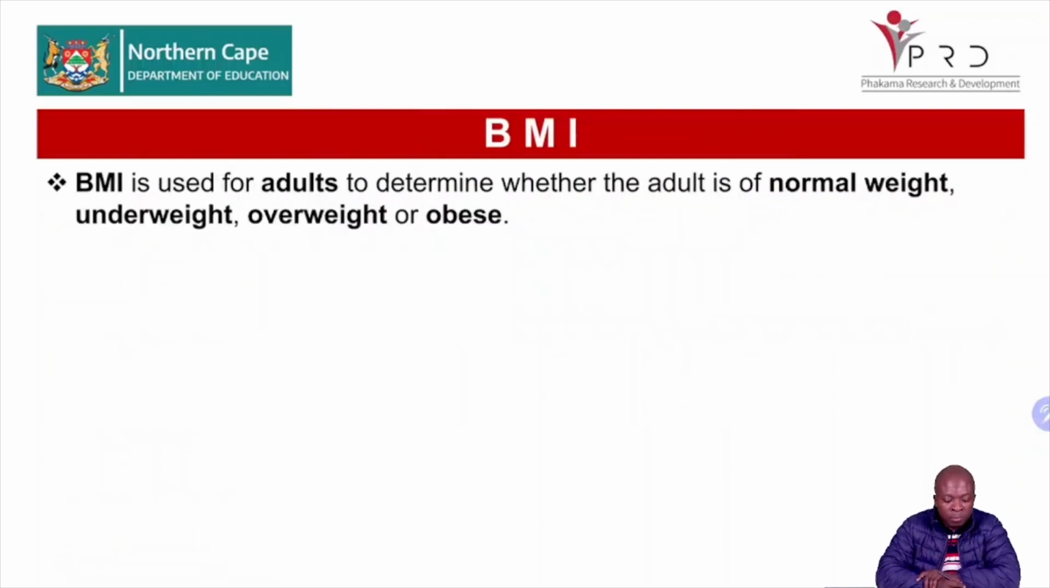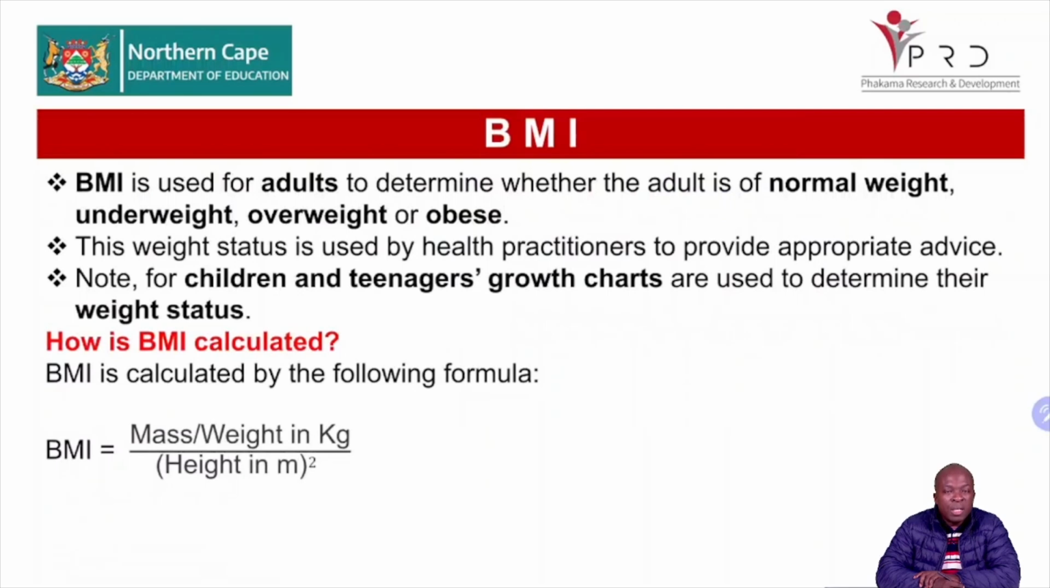So now, we know that BMI is used for adults to determine whether the adult is of normal weight, underweight, overweight, or obese. But I want to make clarity here that it is not only for adults. We even have it for children. We have it for learners who are in school, because we need to check to see the weight status of the person. All right. The second point, the weight status is used by health practitioners to provide appropriate advice.